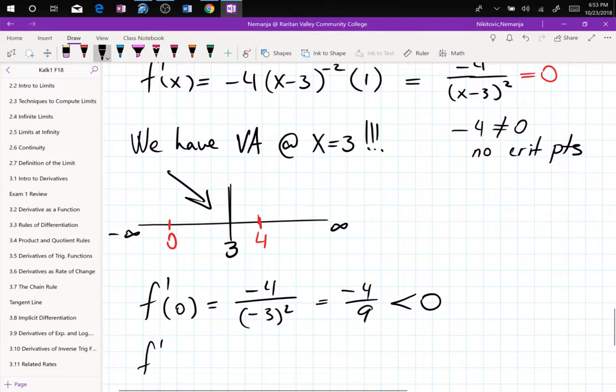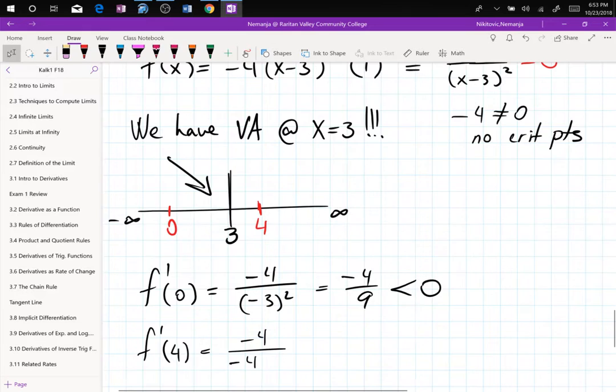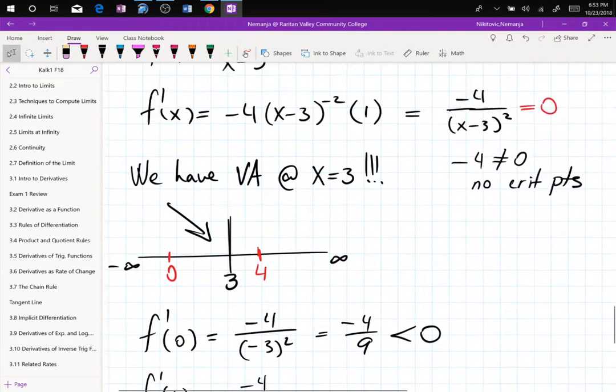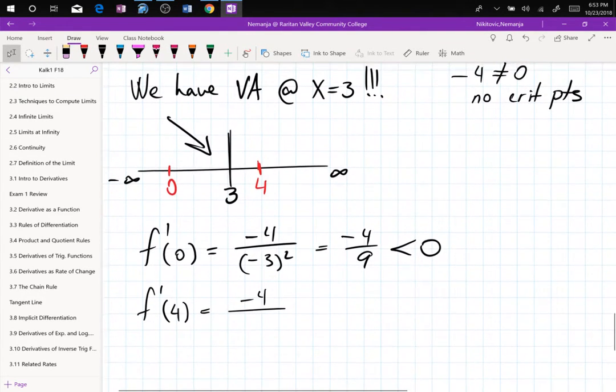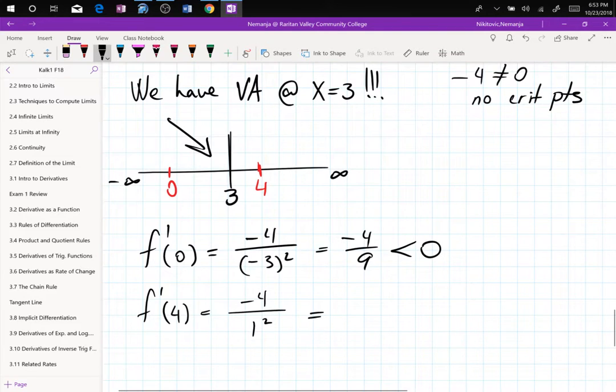And then the first derivative calculated at 4. That's negative 4 over, and now I have 4 minus 3, so what do I get there? 1 squared. Well, that's negative 4, also less than 0, so I have another decrease. There we go.